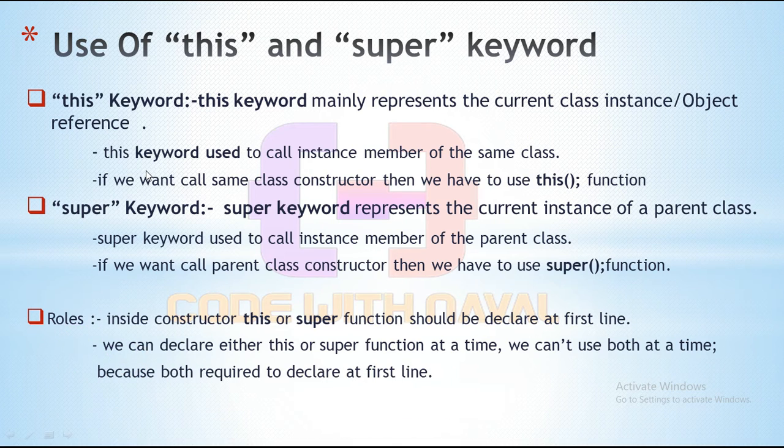This keyword mainly represents the current class instance, or we can say current class object. This keyword is used to call an instance member of the same class. If you want to call a same class instance member, then we can use this keyword. If you want to call a same class constructor, then we have this function. Along with this keyword, Java provided this function. If you want to call one constructor inside another constructor, then we use this function.